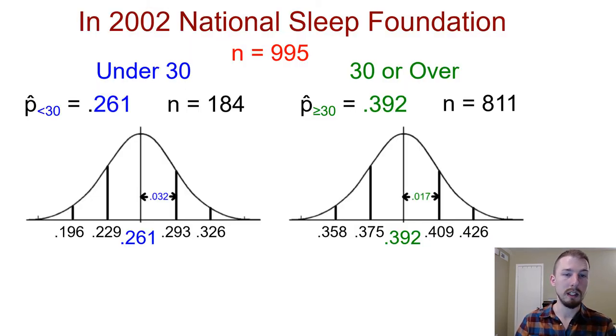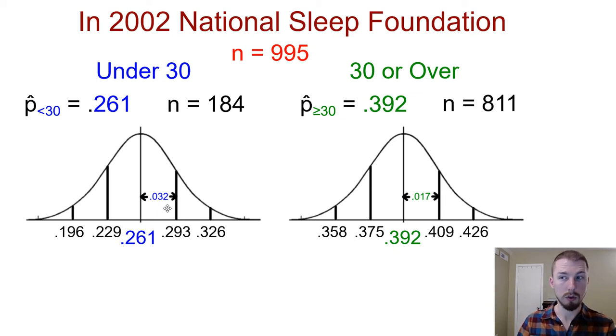So in 2002, a National Sleep Foundation study did a sleep study of 995 people. There were 184 that were under the age of 30, so 18 to 30, I believe, and then there were 811 that were 30 or over. Notice that it's not important for us to have the exact same size, where it's split 50-50 between the two samples. What ends up happening is our larger sample will end up having a smaller standard deviation, but the smaller sample will have more variation because smaller samples vary more than large ones, which is okay.